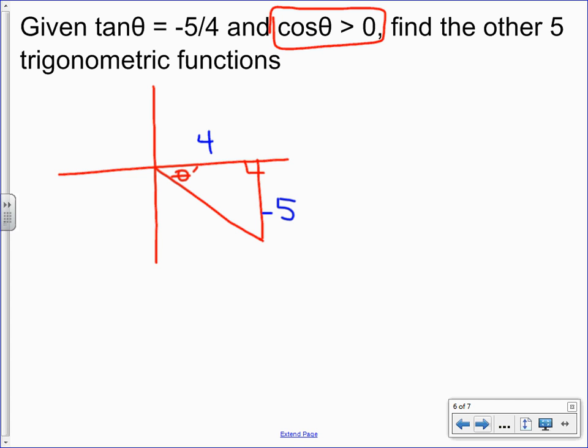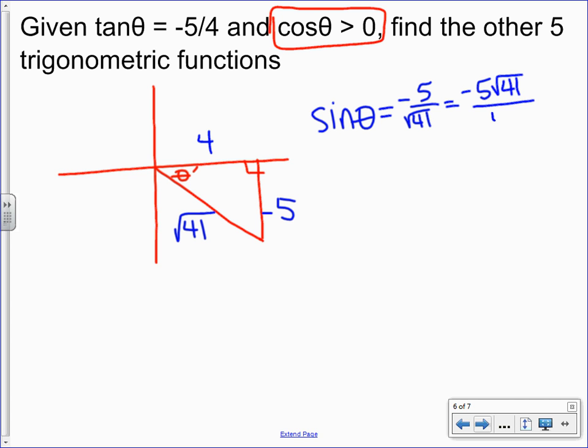Sarah, do you have the hypotenuse? Square root of 41. Do you agree? Awesome. So now we need to find the other trig functions. Okay. So sine of theta. Negative 5 over radical 41. So negative 5 radical 41 over 41. Cosine of theta, adjacent over hypotenuse, 4 over radical 41, which we can rationalize.